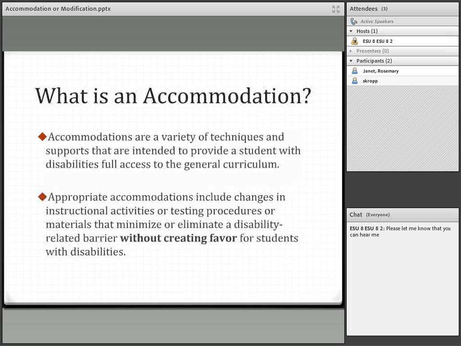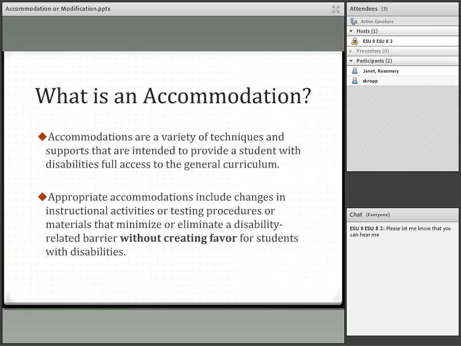So we're going to start talking about accommodations. As we go through this discussion, I also wanted to say that Sheila Kropp is here today to help with this discussion. If there are any questions that Sheila could answer, or if Sheila has any points to point out, she's going to go ahead and jump in.